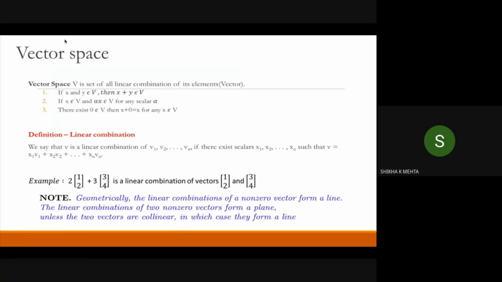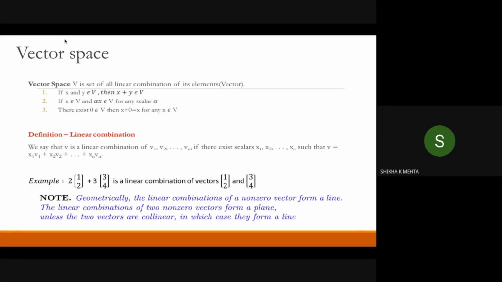Now when we talk about the vector space, it is the set of all linear combinations of its elements. If x and y are two vectors, then x plus y lies in the vector space. If x is a single vector and we multiply it with a scalar, we again get a vector that lies in that vector space. And if we have to define a linear combination, we say that v is a linear combination of the vectors v1, v2, up to vn if there exist scalars x1, x2 such that v is equal to x1 times v1.